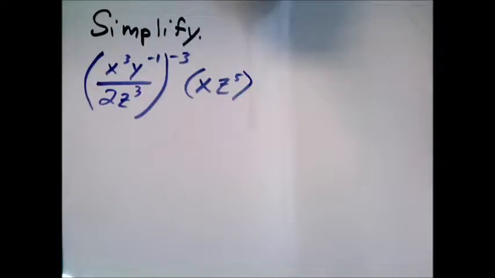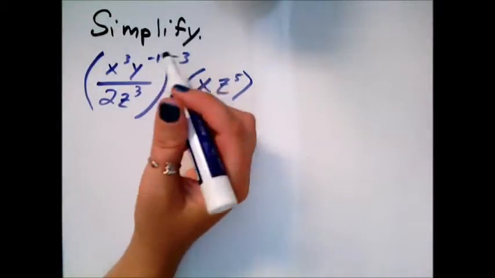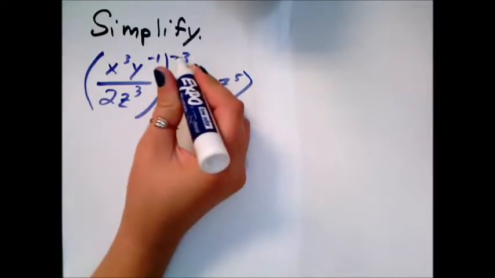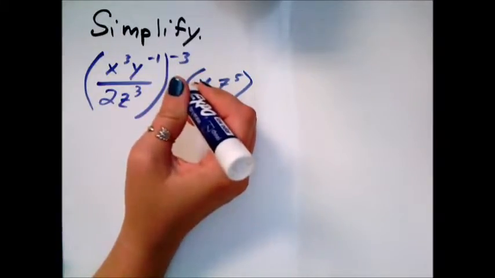Here we want to look at the rules for exponents, but I'm using a mixture of the rules. So how do I know what to do first? Well, think order of operations. I want to do parentheses. I definitely need to do this exponent before any multiplication.